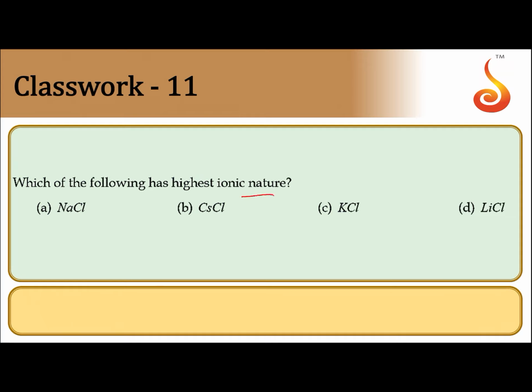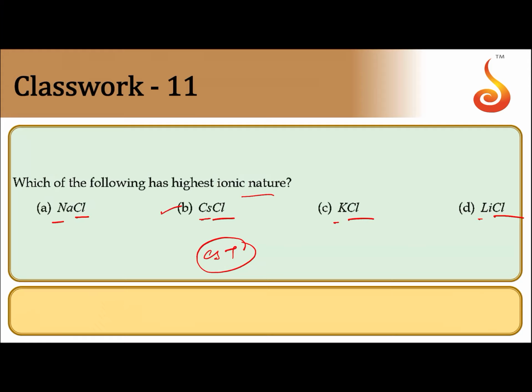Then, which of the following has the highest ionic character? If you observe the options, all have the same anions, that is Cl minus anions. So now we need to see the cations. Whichever cation is larger in size is always going to have more ionic character. Therefore, Na plus, Cs plus, K plus and Li plus are there here. So the Cs plus ion will be larger in size among all these four cations. Therefore, CsCl is going to have the highest ionic character.